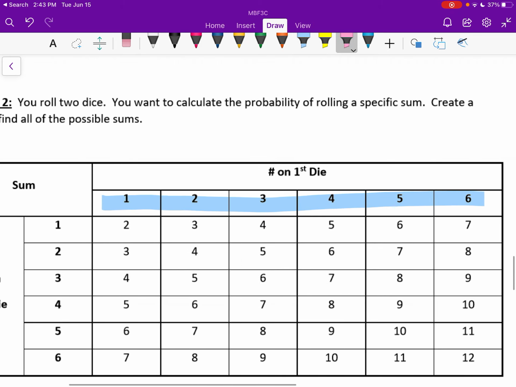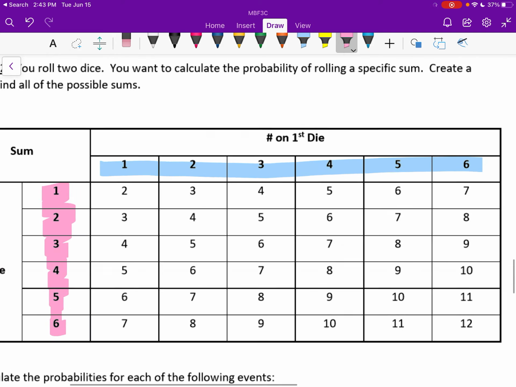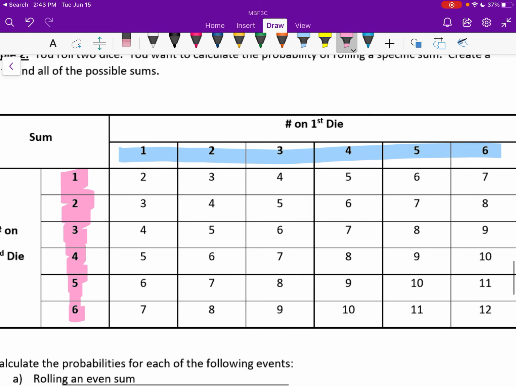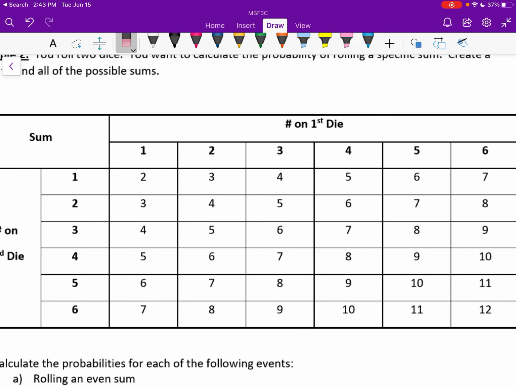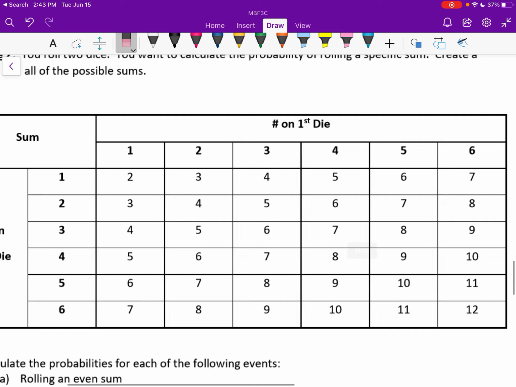Then I'm going to take my second die and just write them going down, also 1 to 6. Now that you have this chart, what you can do is just fill it out. So you can go 1 plus 1 is 2, 2 plus 1 is 3, 3 plus 1 is 4, 4 plus 1, and you can fill it out that way. And then, for example, you have 4 plus 3 is 7, so you get 7 there. So it's an easier way to fill it all out using your sums.